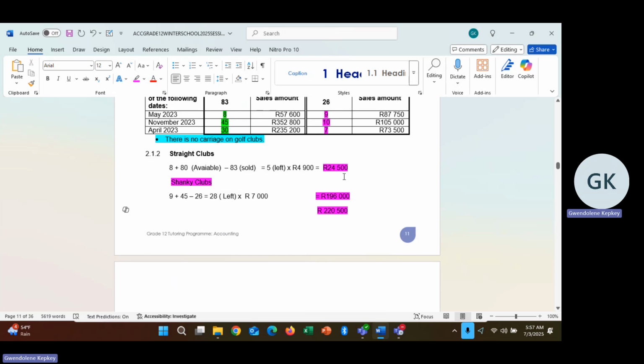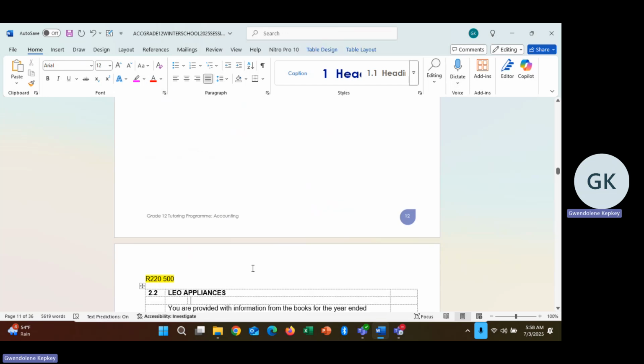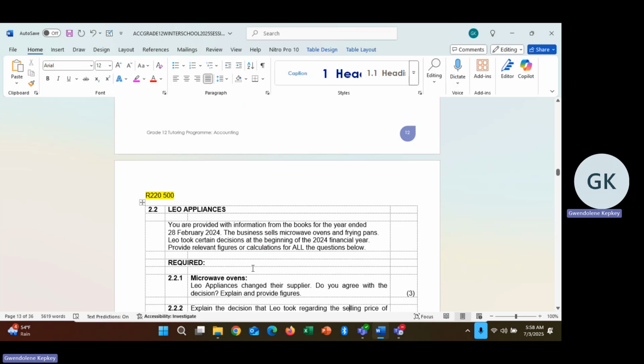So the 24,500 plus the 196,000 of the Shanky clubs give you your 220,500. Surely these two multiplied, 5 times 4,900, can never be 220,500. Really sorry about that, but we've sorted and fixed that over there. So the closing stock amount is 220,500. Grade 12s, at this point in time, we are going to move on.